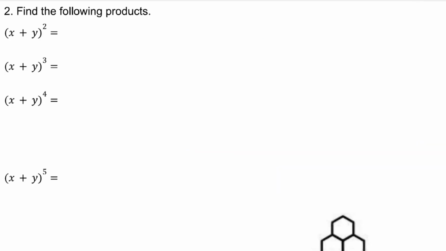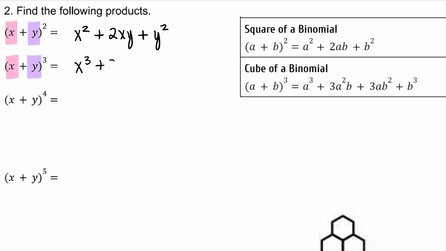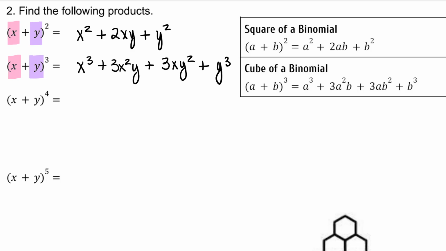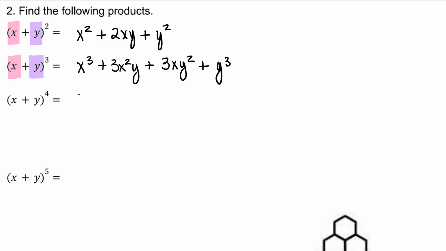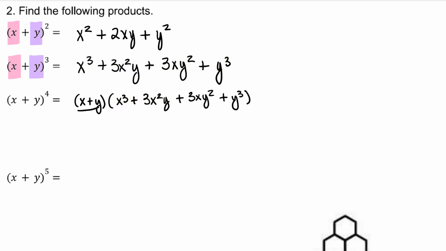For number 2, find the following products. We have a pattern for x plus y quantity squared and x plus y quantity cubed. Go ahead and expand according to that pattern. Now to get x plus y quantity to the fourth, I need to take the expansion of x plus y quantity cubed and multiply it by the binomial x plus y. This means I'm going to double distribute.